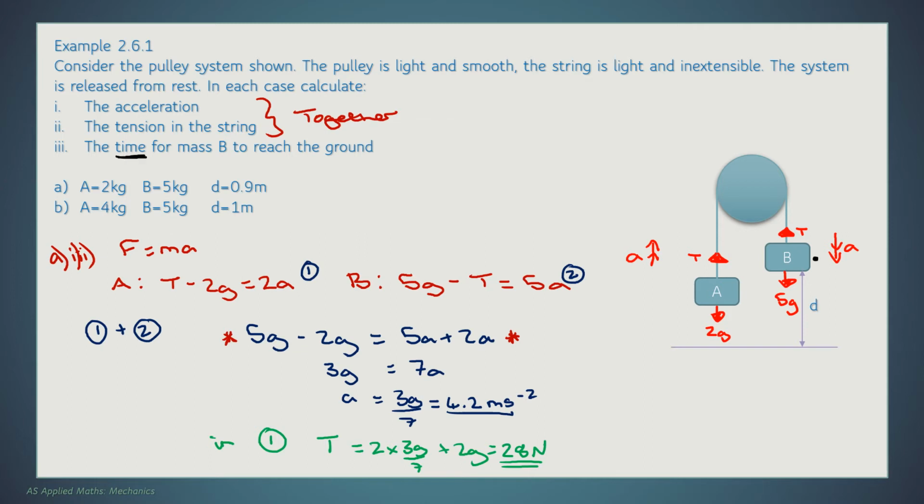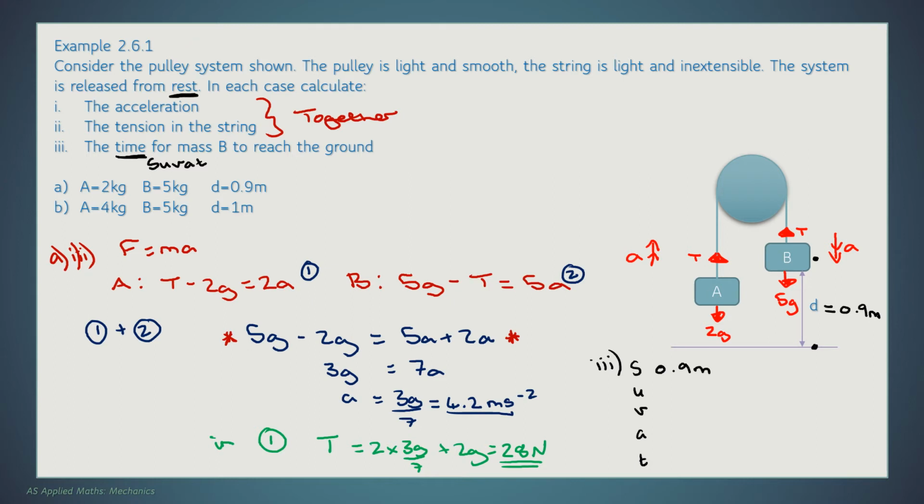So it's starting up here and it's reaching the ground, and we know from the question that we're working on that D is equal to 0.9 metres. As soon as I get this information, I should be thinking SUVAT equation. So for part 3, I'm going to go with the SUVAT because it is asking about time and distance. As soon as it's speed, time or distance, you go straight into SUVAT. So we know that the distance or the displacement is 0.9.